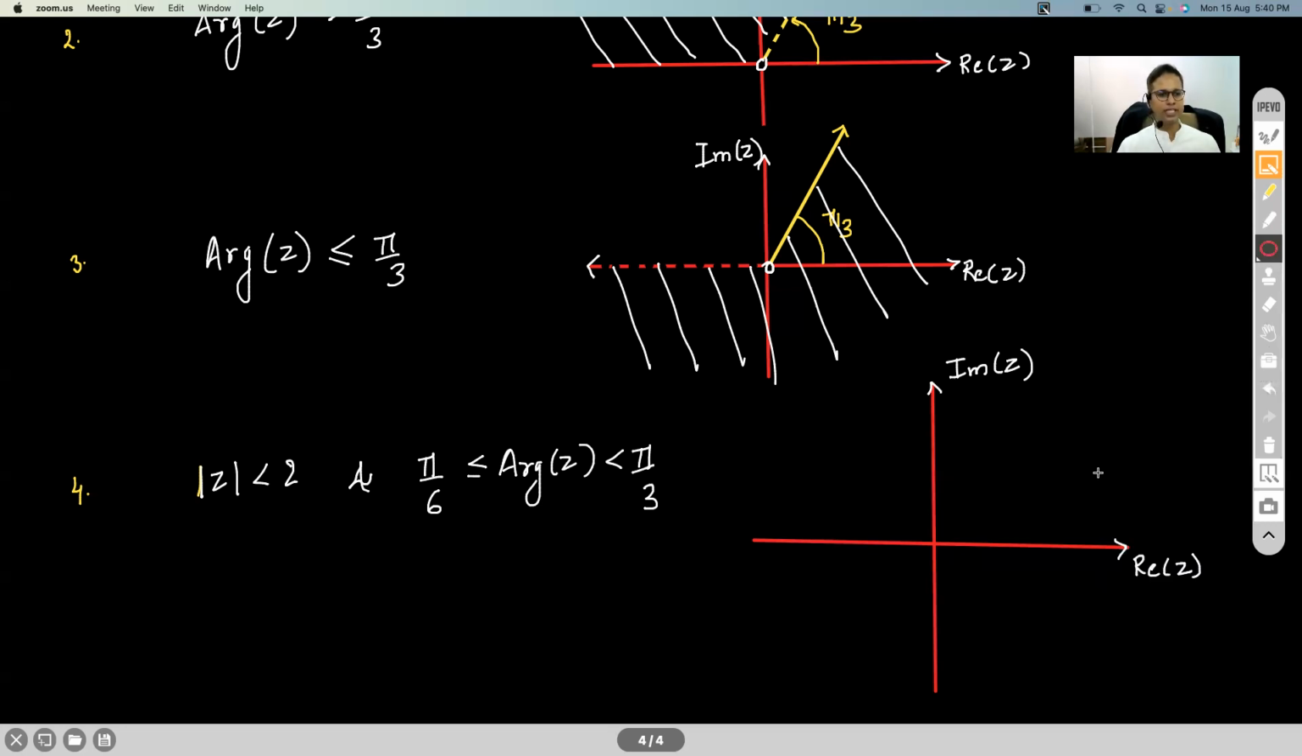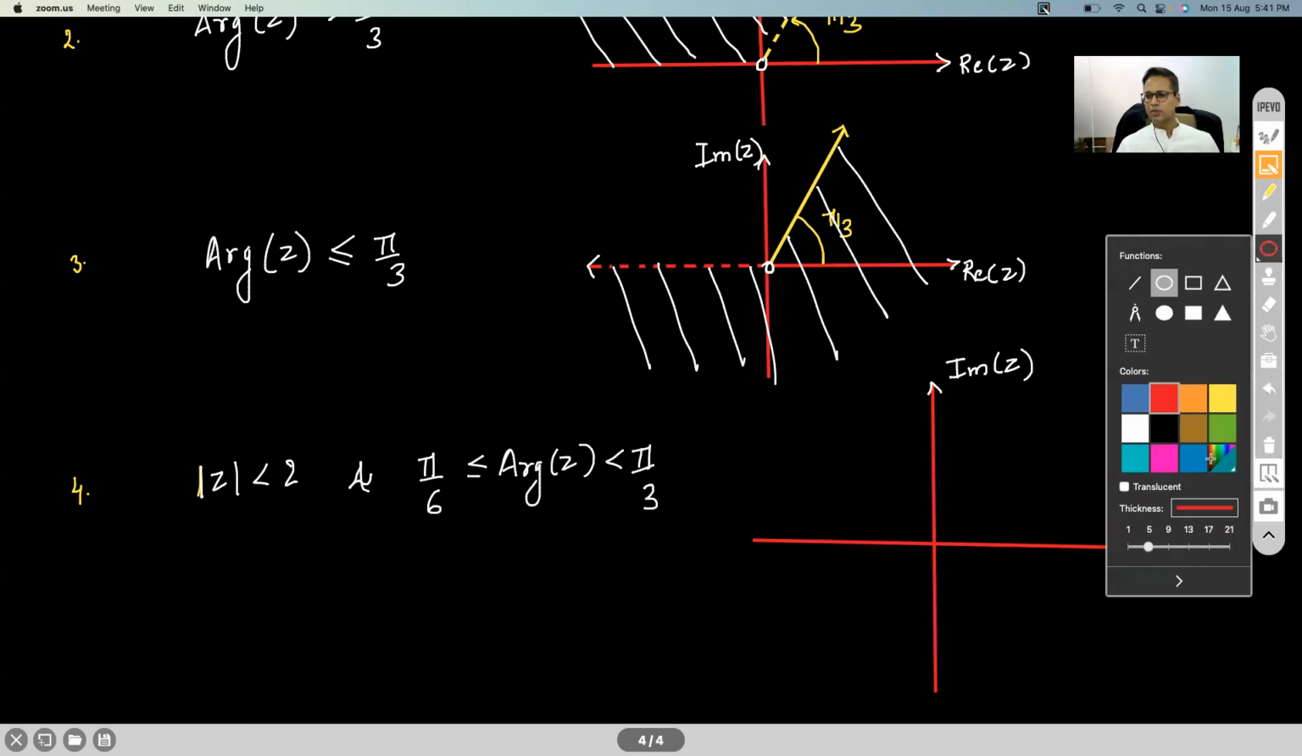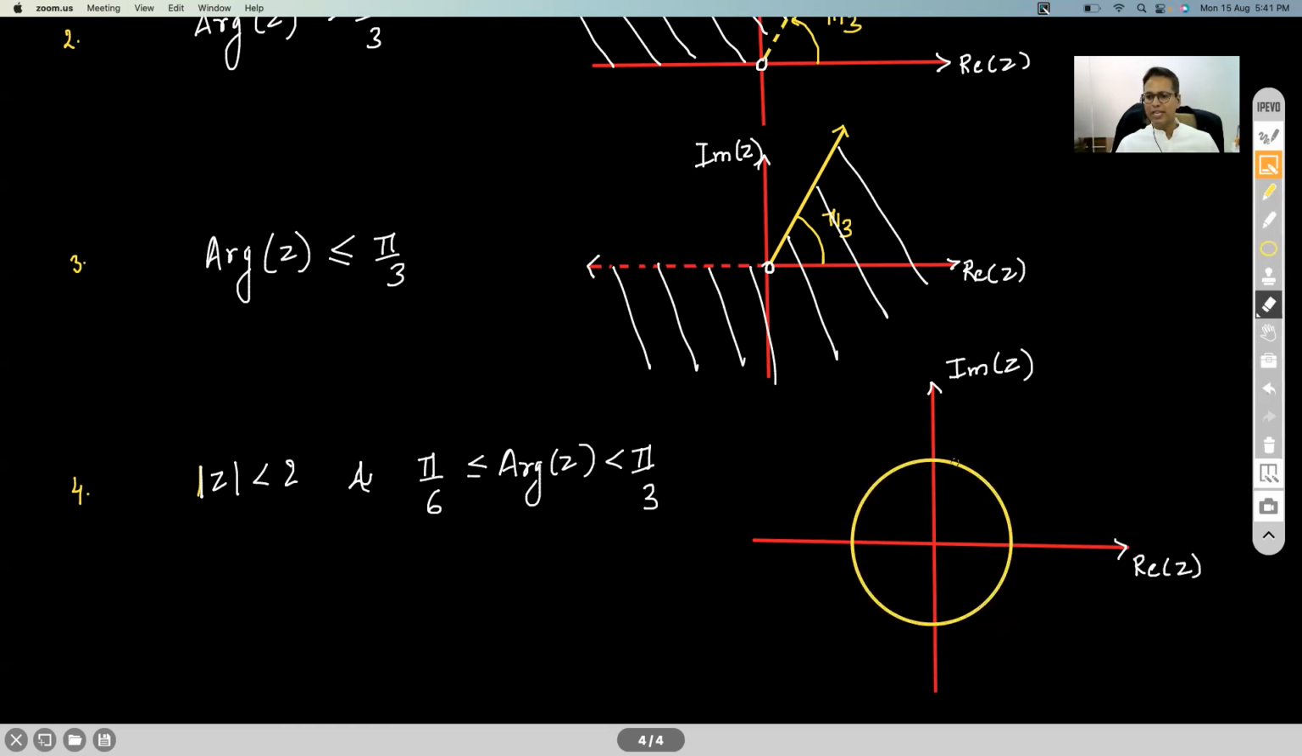Okay. Should we discuss? So first of all, mod z less than 2. Mod z less than 2 means what? You are within a circle, correct? Circle whose radius is 2 and center is at origin, right? But mind you, since it is a pure inequality, you will have to make your circle as dotted, right? You can't make a solid line circle. You have to make your circle as dotted.